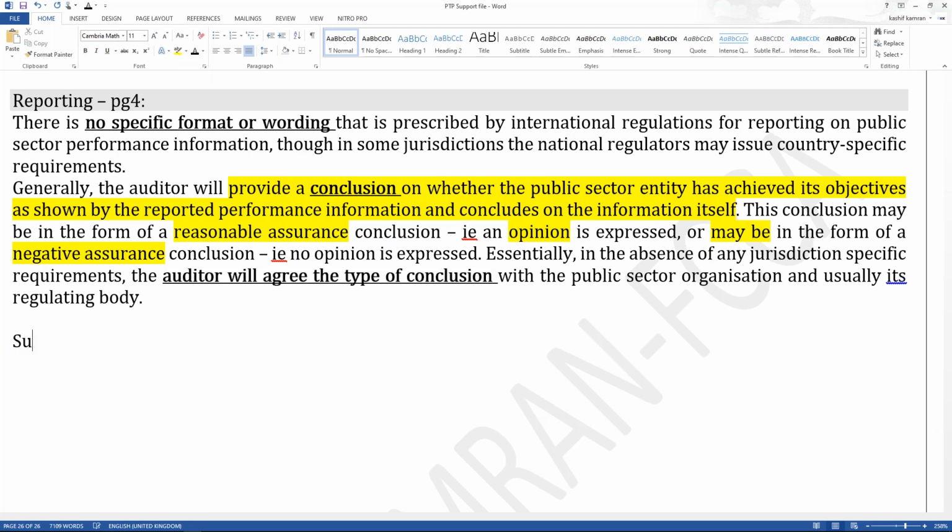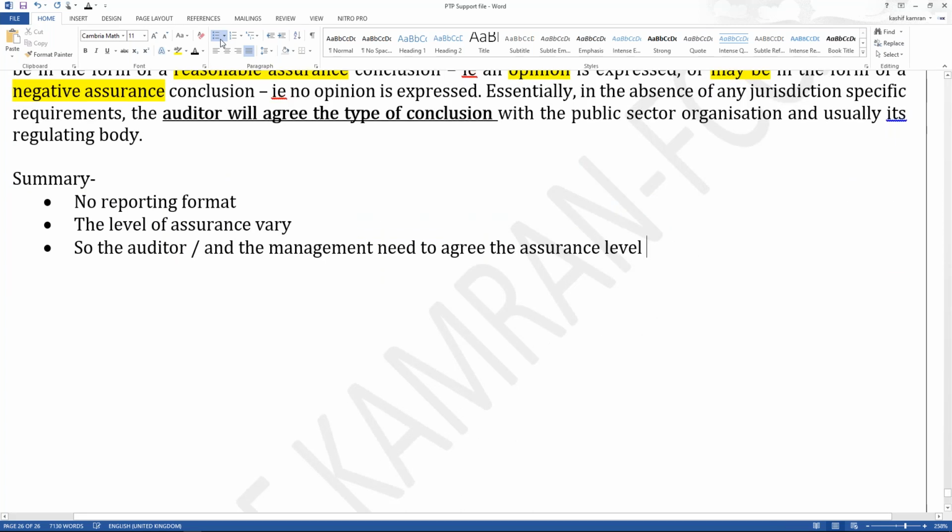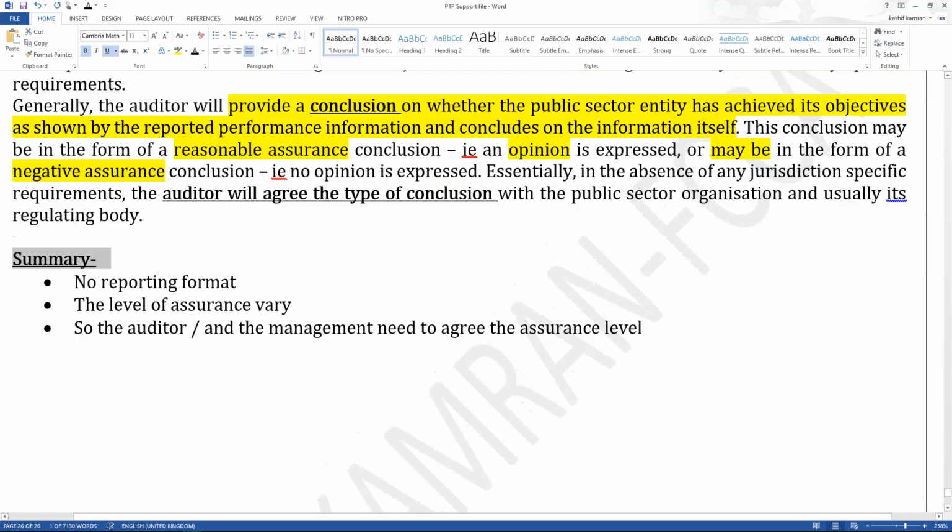So the summary. In the summary, number one, no reporting format. Number two, the level of assurance varies. So the auditor and the management need to agree the assurance level. Is that right? The management and the auditor need to agree the assurance level because the level of assurance varies. So that's the summary of page number 4 where we got reporting. I hope you're all clear on that, right?